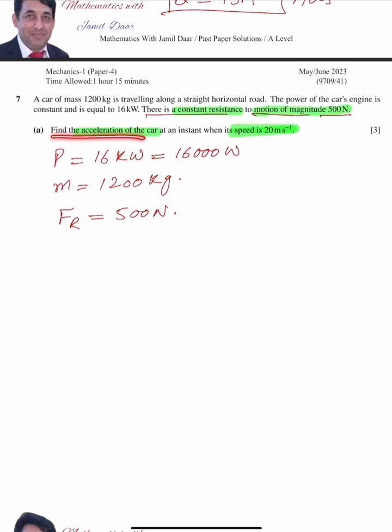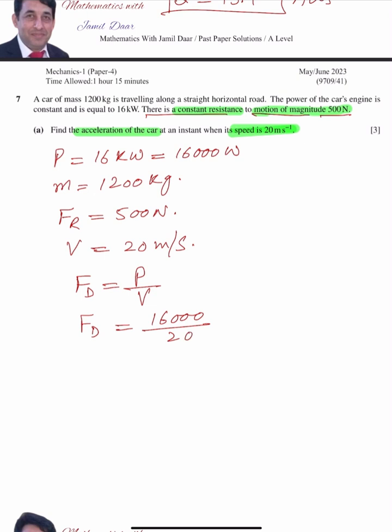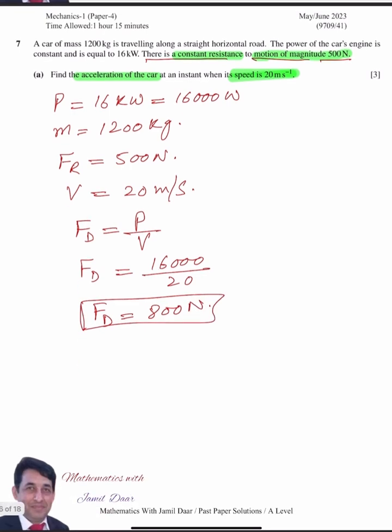Then find the acceleration of the car at an instant when the speed is 20 meter per second. So we are given that speed is equal to 20 meter per second. You know that force is equal to power over velocity, and this is the driving force, right? So driving force will be 16,000 divided by 20, and this will become 800 Newton.